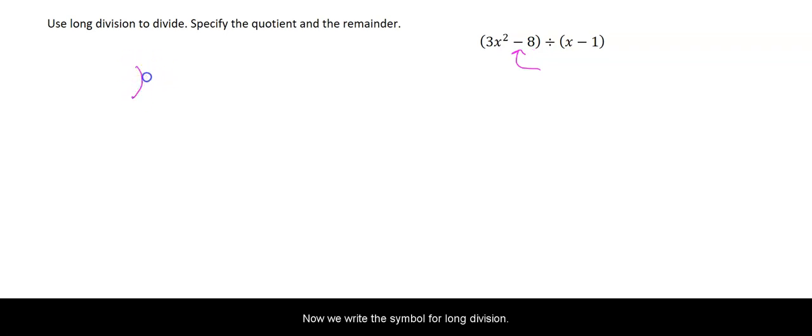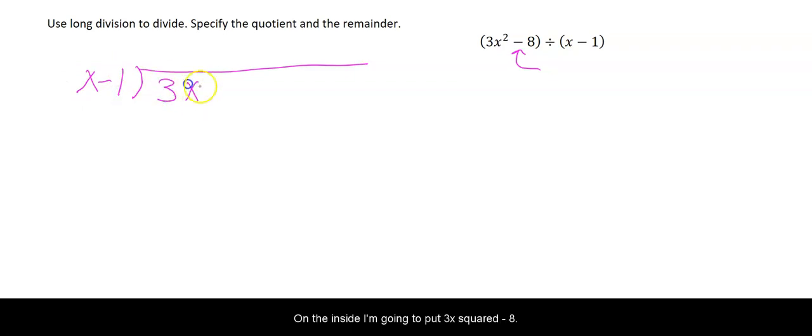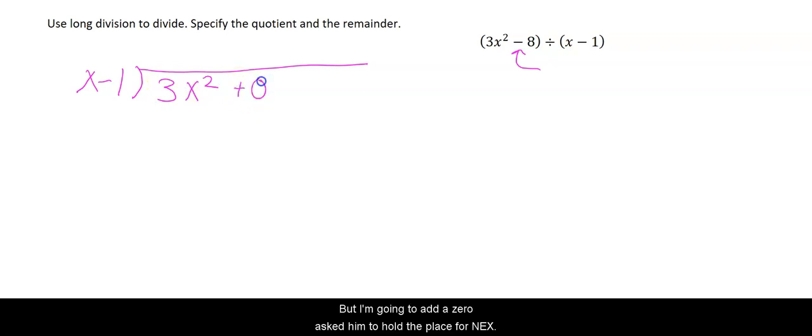Now we write the symbol for long division. We put the x minus 1 divisor on the outside. On the inside, I'm going to put 3x squared minus 8, but I'm going to add a 0x term to hold the place for any x terms that come up in future products. Then I'm going to have the minus 8 out at the end.